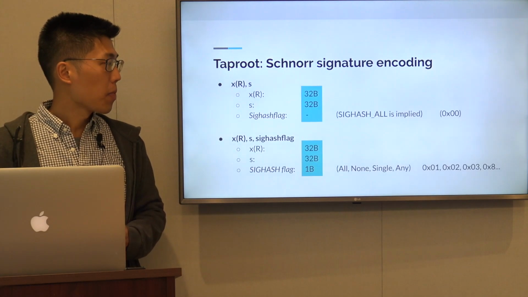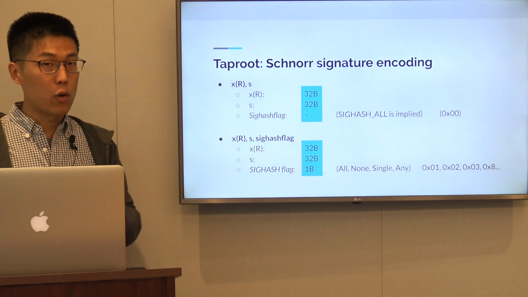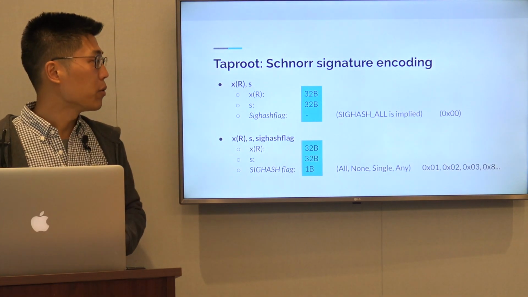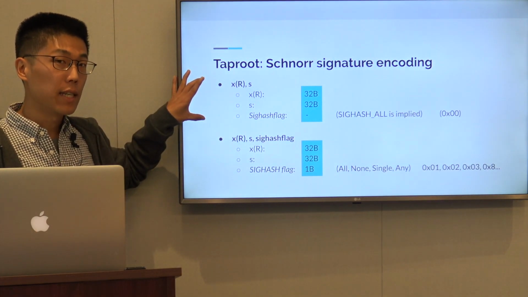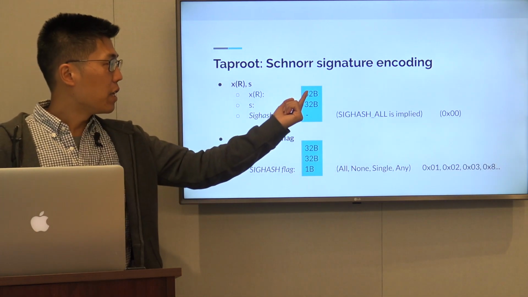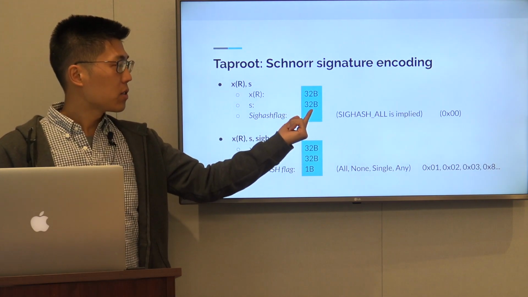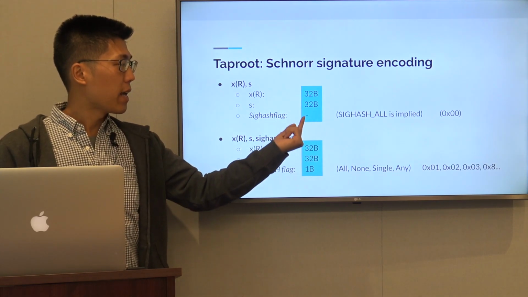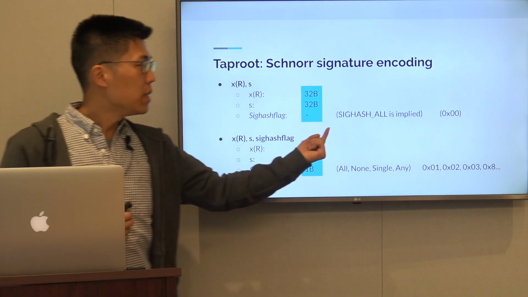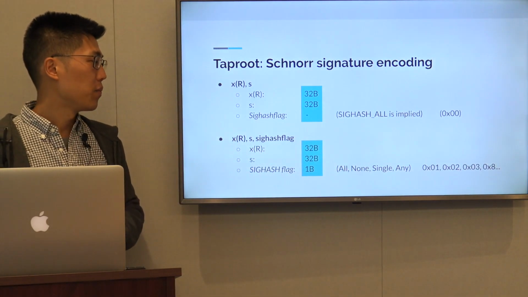And so to understand why that is the case, let's have a look at the way we encode Schnorr signatures in Taproot. Here we have a signature that's signed with the new implied SigHash all. We have the signature itself composed of the R and the S, 64 bytes, and we omit any SigHash byte at the end of the signature. This means that SigHash all is meant and implied. We are signing the entire transaction.